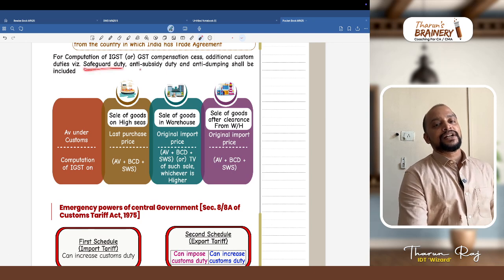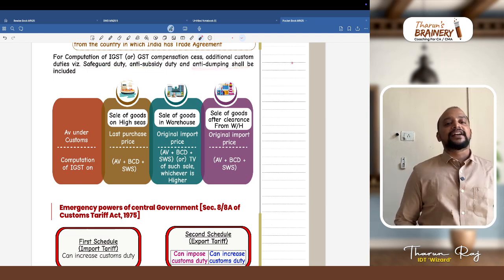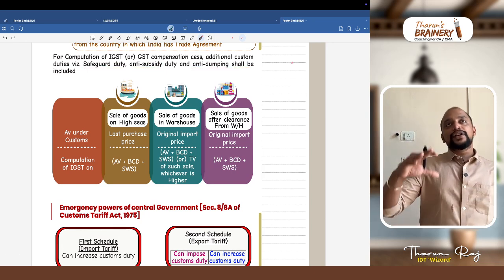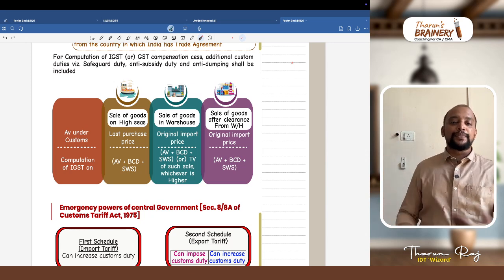And for computation of IGST and GST compensation cess, additional customs duties, what are the additional customs duties? Safeguard duty, anti-subsidy duty and anti-dumping duty shall be included. So therefore we need to add everything, and finally only we need to compute GST.